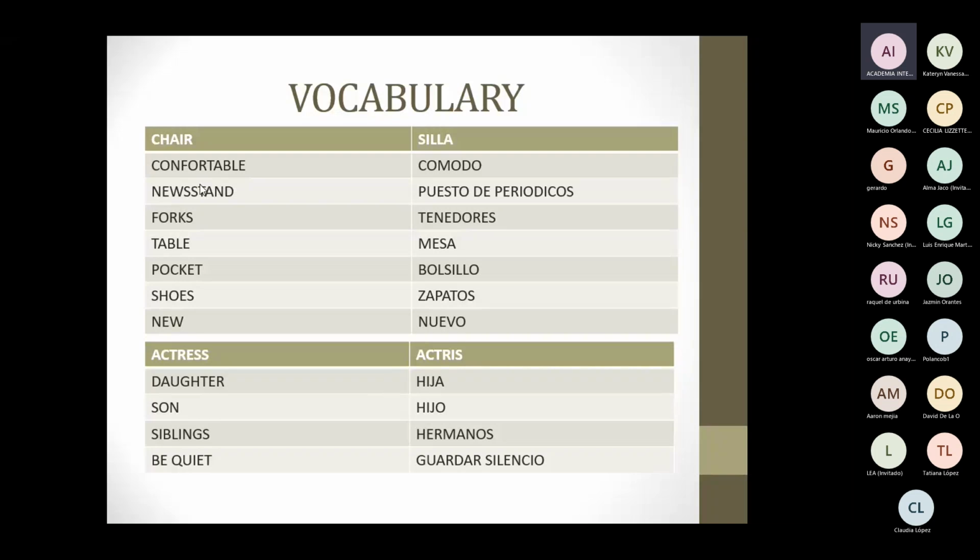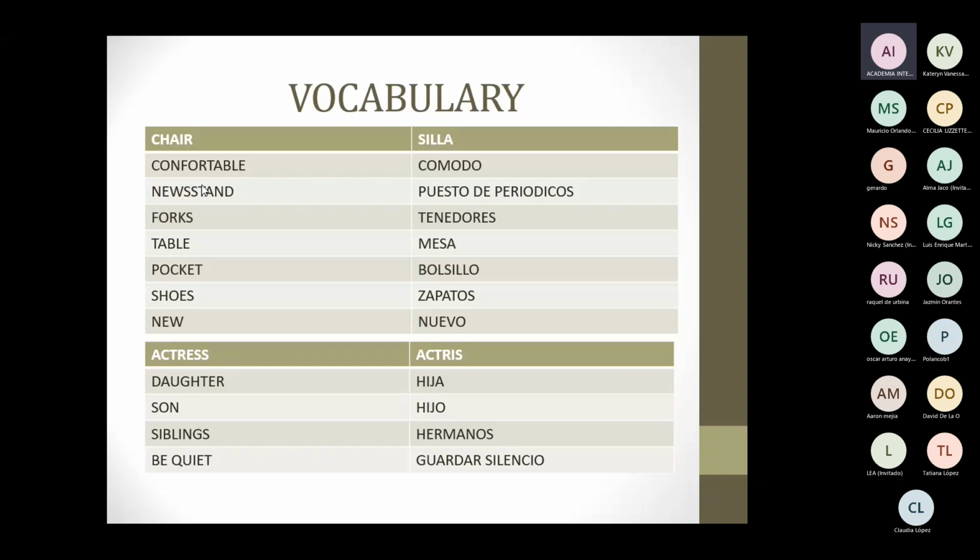Everybody knows what chair means. Comfortable. It's a word that most people get confused with because the pronunciation is a little bit difficult at the beginning. No decimos confortable, casi como se escribe, ¿verdad? Es más bien comfortable. Pueden escuchar la pronunciación en un diccionario online, y escucharla bastantes veces hasta que lo vayan diciendo parecido.